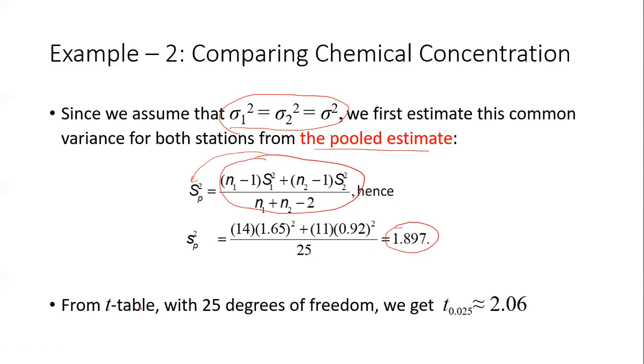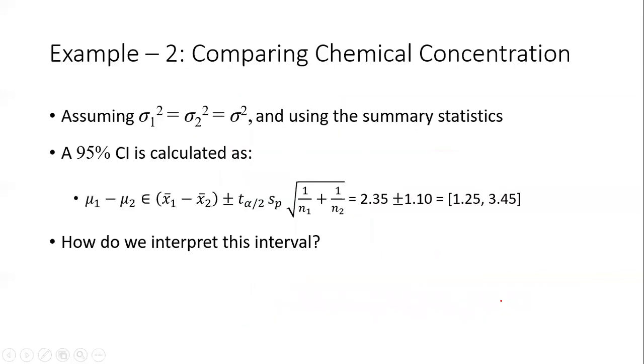And from the t-table, we need the degrees of freedom. Why? It comes from this formula: n1 plus n2 minus 2, which is 12 plus 15 minus 2. That's equal to 25 degrees of freedom. This was the good formula, so I can just calculate this easily. So the t value with 25 degrees of freedom, if you look at the table, turns out to be 2.06.